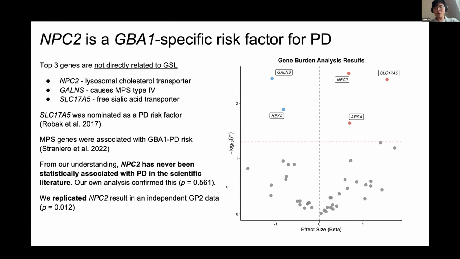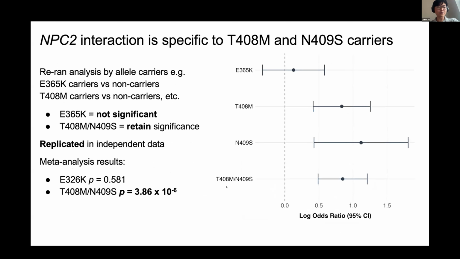So of course, GBA is multi-allelic, right? Different variants cause different levels of risk, and we know that there are some functional differences between the variants. So we thought, hey, let's look at these effects when we isolate them by alleles. And what we see is that the NPC2 interaction is very specific to T408M, also known as T369M, and N409S carriers, or N370S. By contrast, E326K didn't show any significance at all.